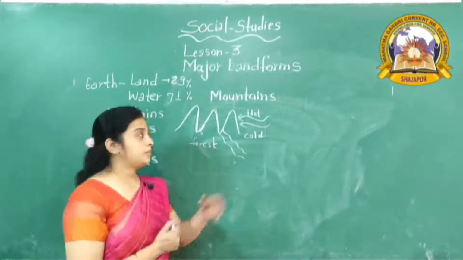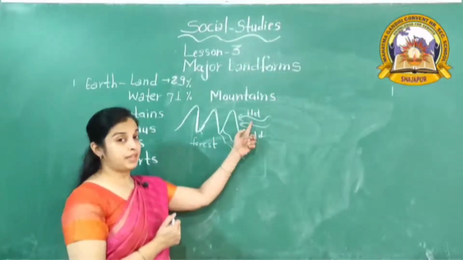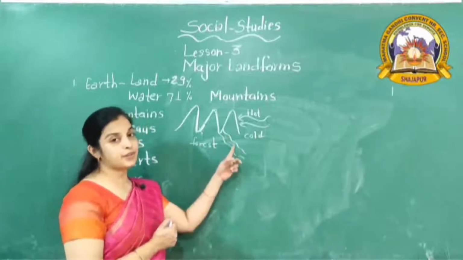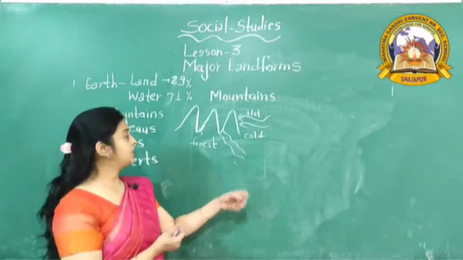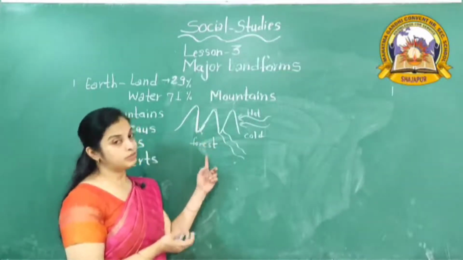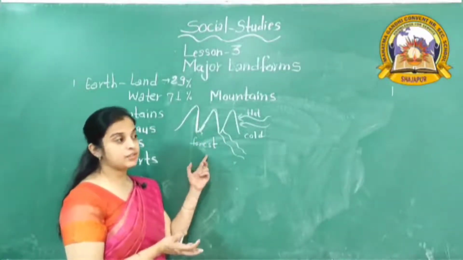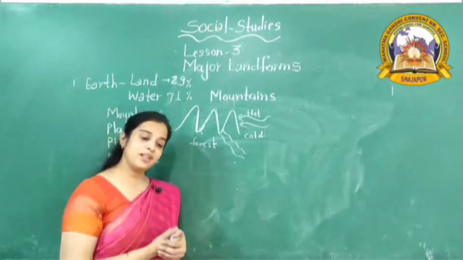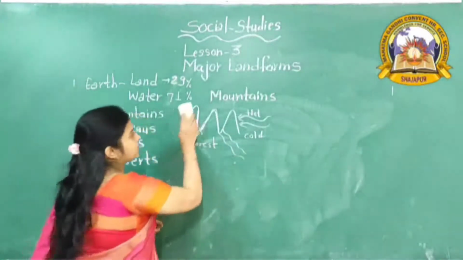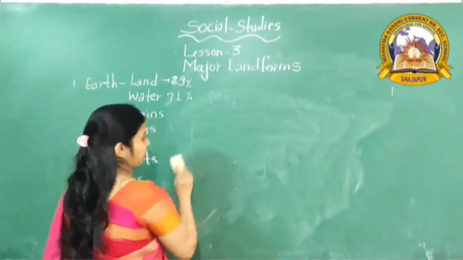Why? Because they act as a barrier against hot and cold wind. Rivers originate from mountains, provide water for irrigation. Then the mountain slopes have valuable forest, and some mountains are rich in mineral resources. Okay. Next one is plateau.